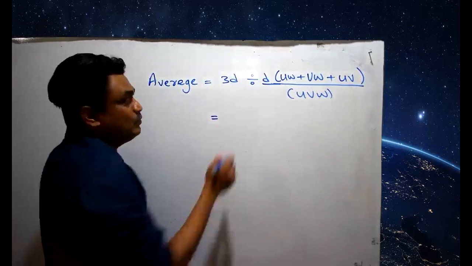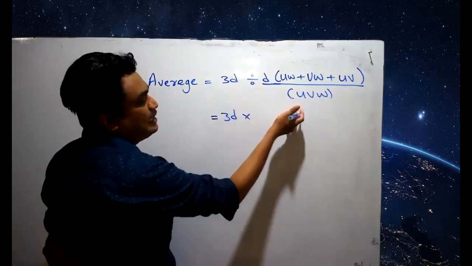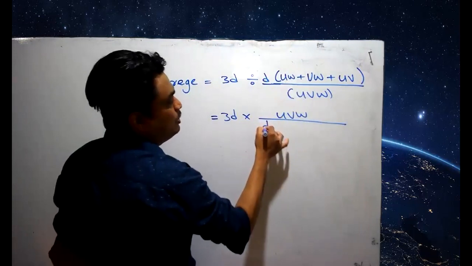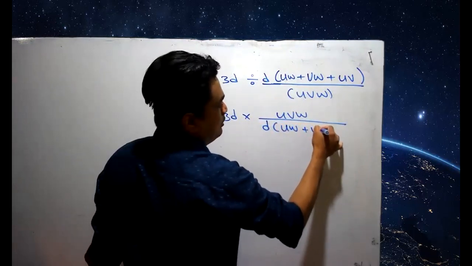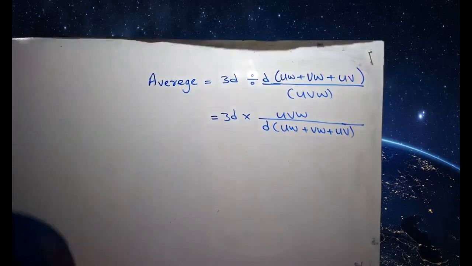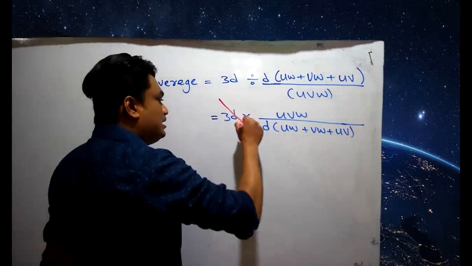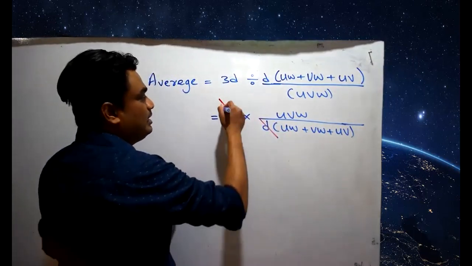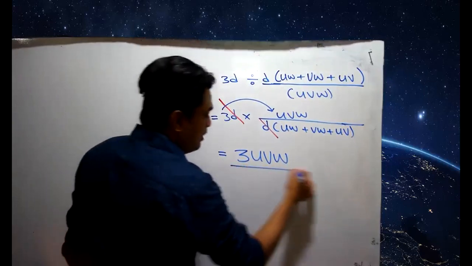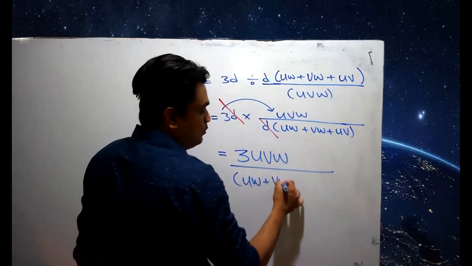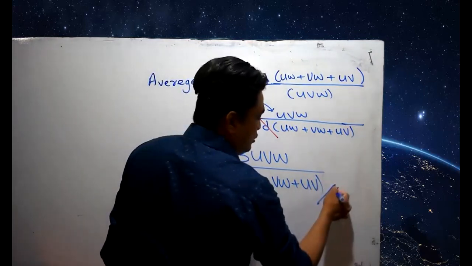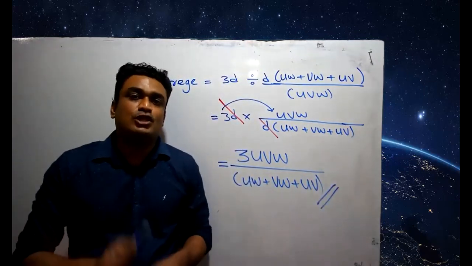I prefer to use this real whiteboard for this. This division becomes multiplication when you take the reciprocal. So the term UVW goes up and the other terms come to the denominator side: UW plus VW plus UV. Now you see, the beauty is we can cancel out the common term, simply D. The remaining terms, this 3 will be multiplied with UVW. So it will be 3UVW divided by UW plus VW plus UV. So this is the final answer. This is the average velocity of this motion.